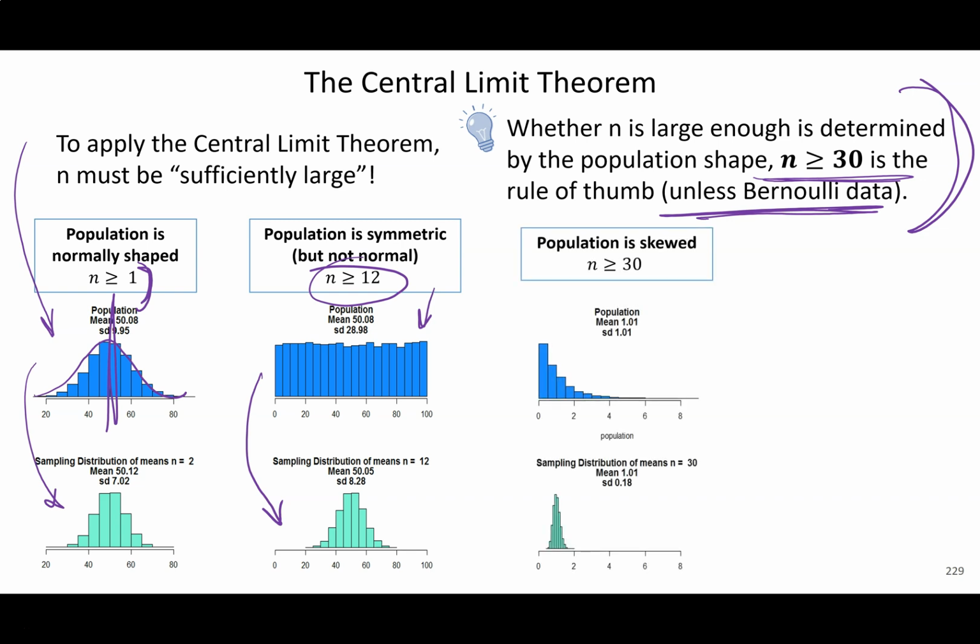If your population data are skewed, especially extremely skewed or you have extreme outliers, a lot of times incomes are one of those. Almost always you have some fat cats up top making big bucks and most people are down here. You're going to want to take a bigger sample in order to account for this. You're going to need to take a sample of at least 30.